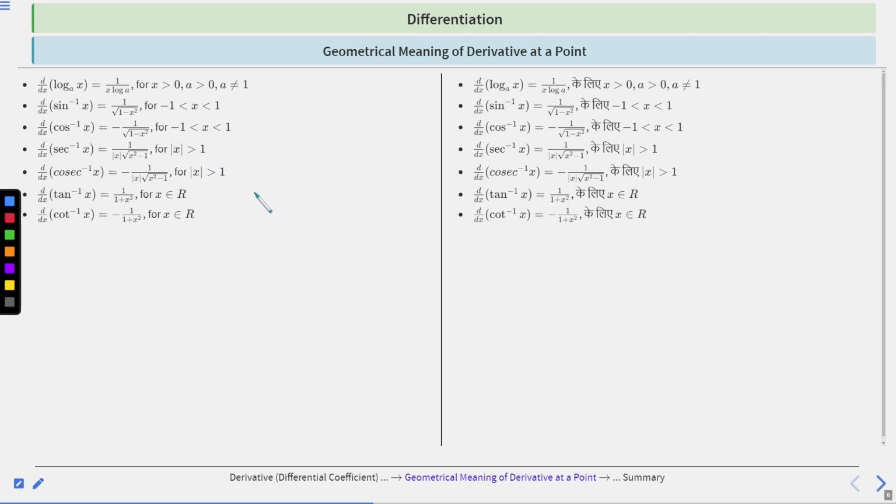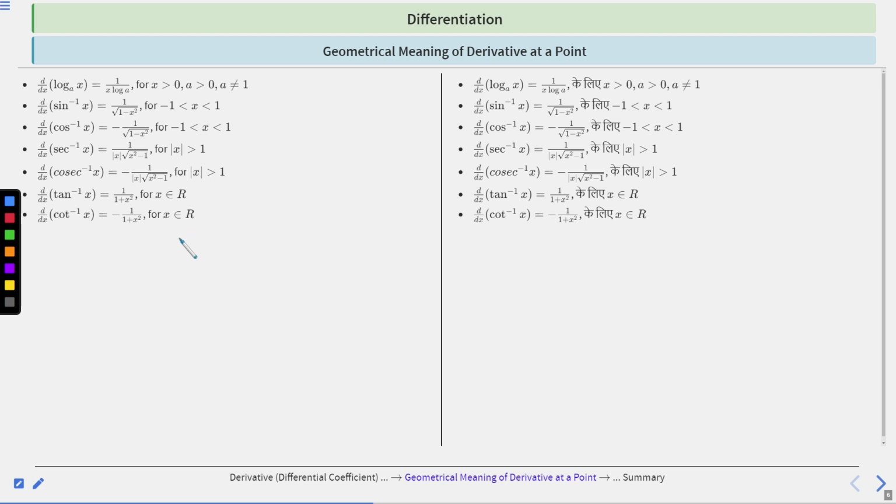Clear? Now the derivative of tan inverse x is equal to 1 by 1 plus x square, for x belongs to real. Clear? Derivative of cot inverse x. See, cot inverse x, c is the first term, which starts with c, so the derivative will be negative. So the derivative of cot inverse x is minus of 1 by 1 plus x square, for all x belongs to real.